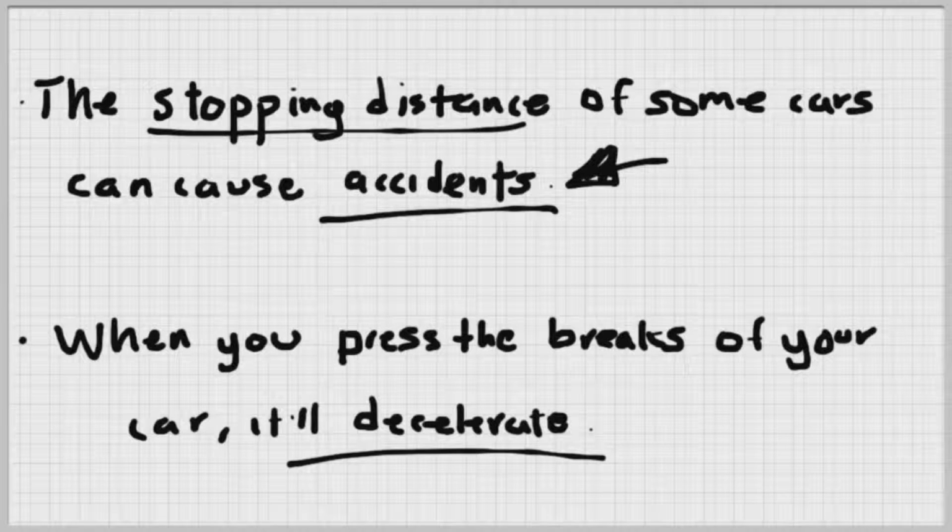Second example, when you press the brakes on your car, it will decelerate. Well, this is a very obvious example, but I couldn't find another way to explain it. If we do not press the brakes, the car does not stop. We press the brakes and it decelerates. Speed starts to go down.